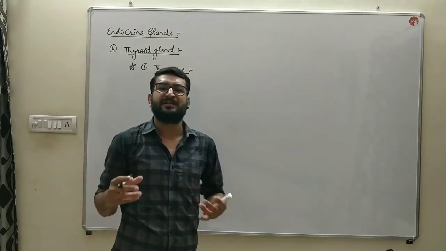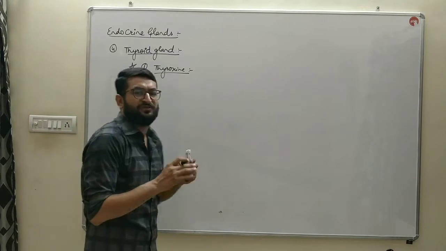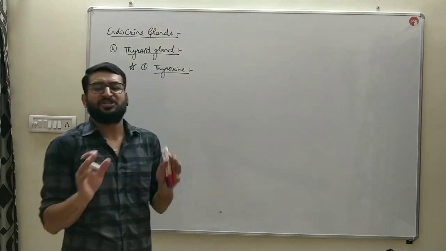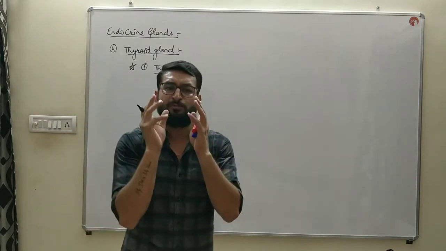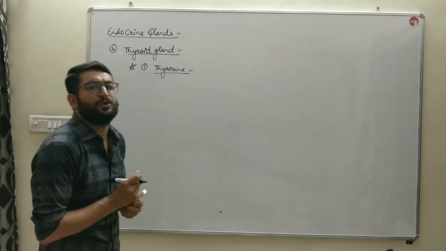What we mean by iodinated? That it requires iodine for its formation. In the absence of iodine, thyroxine formation does not take place. अगर बच्चे आयोडीन प्रेजेंस होगा तो ये हार्मोन बनेगा, अगर आयोडीन प्रेजेंट नहीं होगा तो ये हार्मोन फॉर्मेशन नहीं होगी.